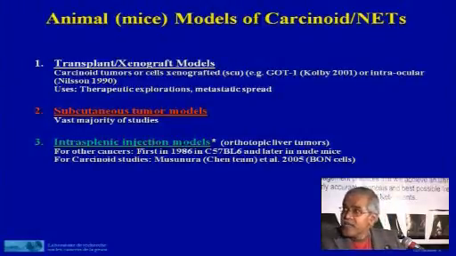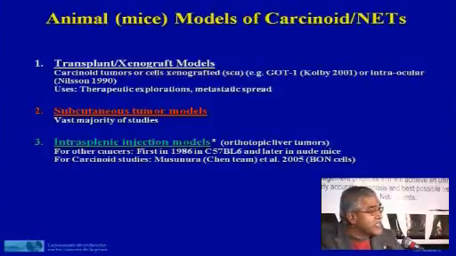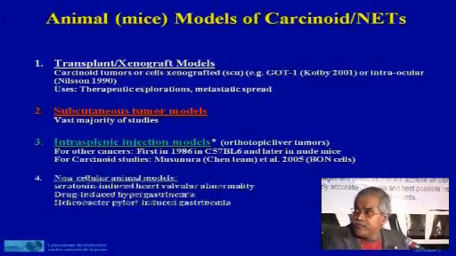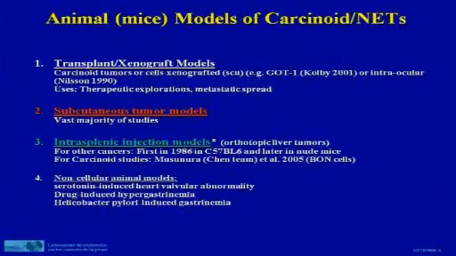You can do that for your studies. It was done first in 1986, but I will not go into the history of it. Suffice to say that you put the tumor cells in one area and the tumor forms in another area. That's why it is orthotopic. And then there are the non-cellular animal models, such as serotonin-induced heart valvular abnormality. Some people who wanted to study just heart valve abnormality kept on injecting serotonin in the mouse till they got cardiac abnormality. Those are other kinds of models that are done.